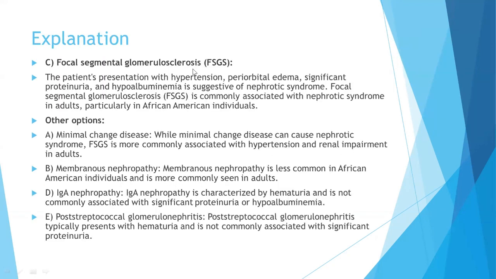Now, FSGS with hypertension. Okay, the patient's presentation with hypertension, periorbital edema, significant proteinuria, and hypoalbuminemia is suggestive of nephrotic syndrome. Focal segmental glomerular sclerosis is commonly associated with nephrotic syndrome in adults, particularly in African American individuals.